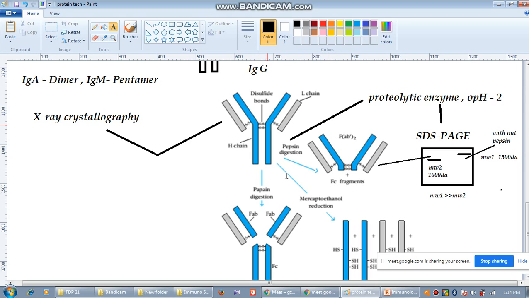So what we did, we took one antibody molecule, we did an SDS page. Now here it is the antibody molecule without digestion, which has a high molecular weight of 1500 Dalton.